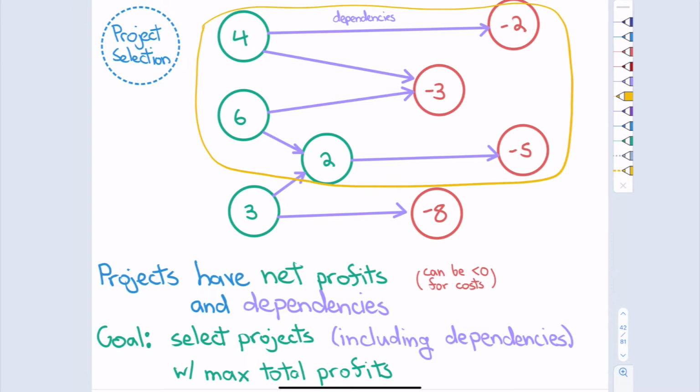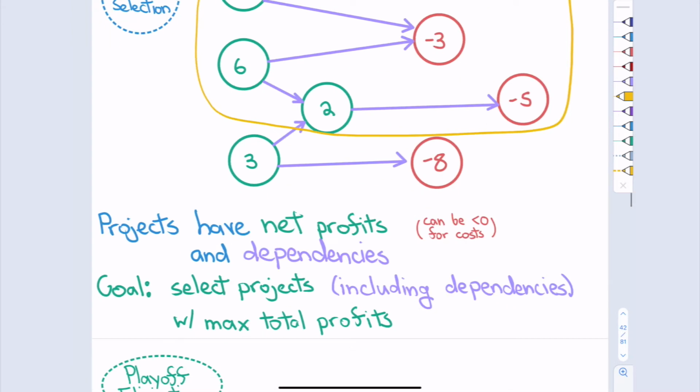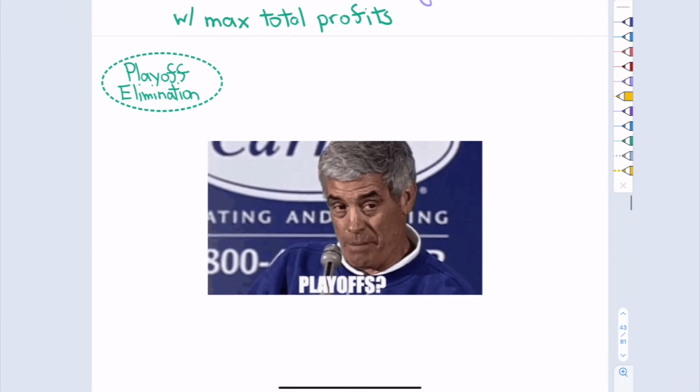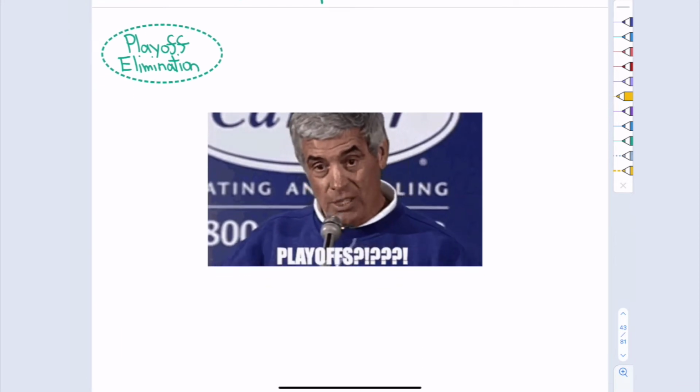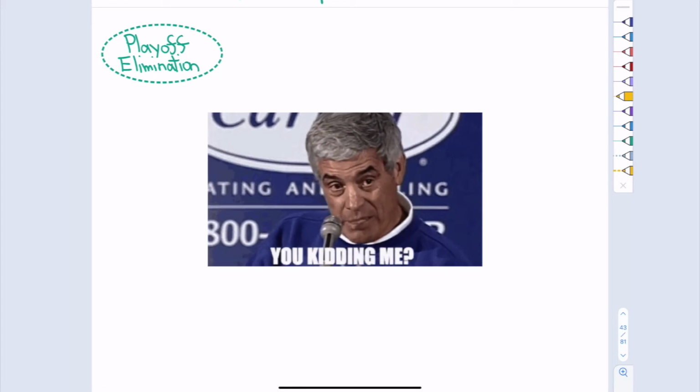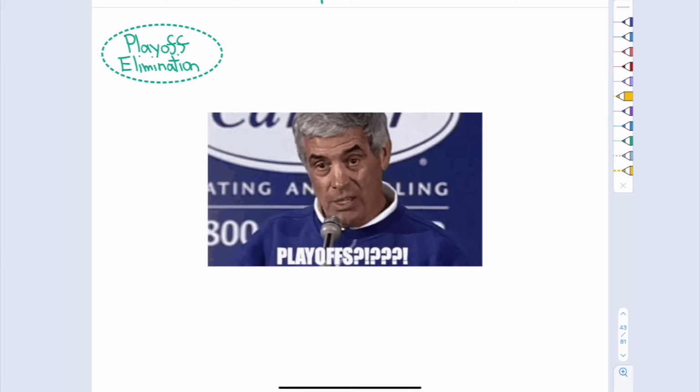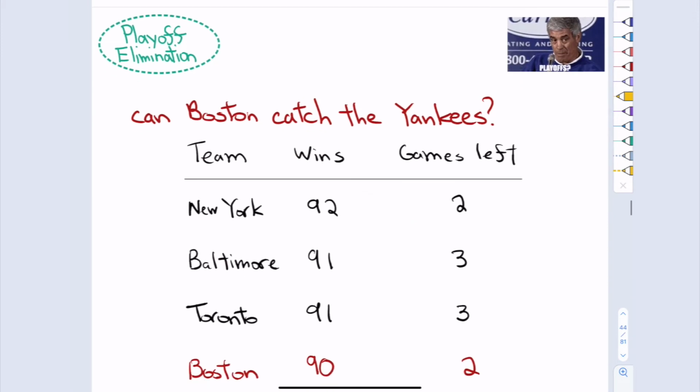Okay. Sort of an interesting problem. Obviously useful. Okay. Here's another creative one. It has to do with trying to figure out if a sports team can still make the playoffs.